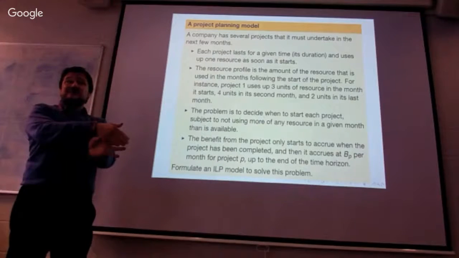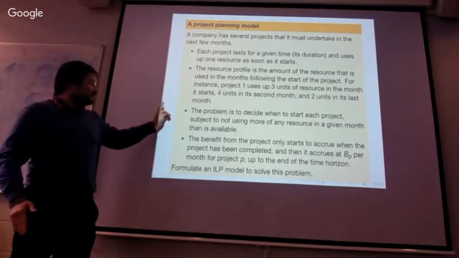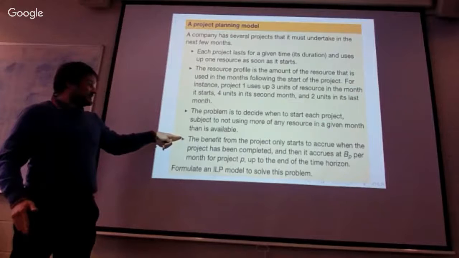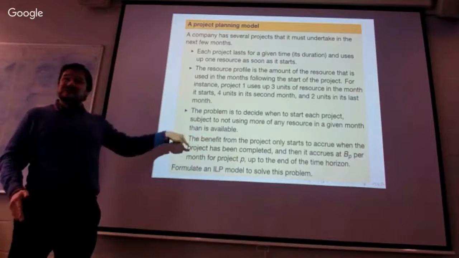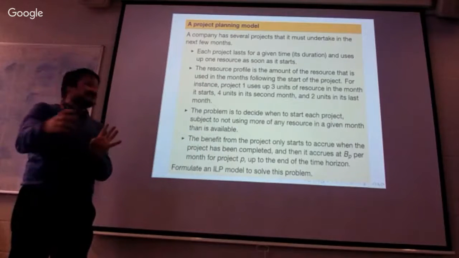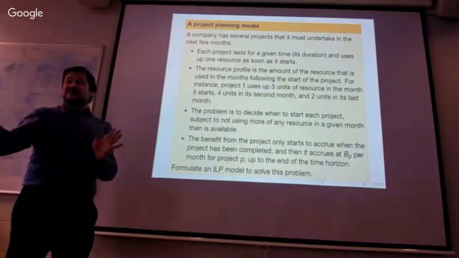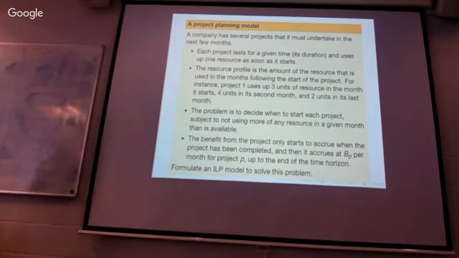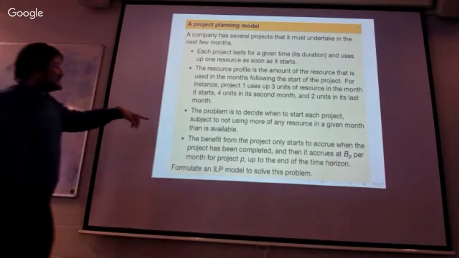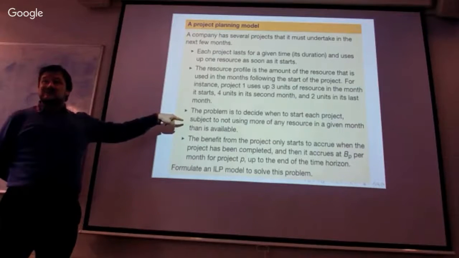And from the time when it's completed, you start earning some benefits. Project B gives you BP every month after it's finished. And we're looking at a period of 12 months or something like that. Well, I don't know how many, but that's the idea. Now, the question is, when should you start each of the projects that you have? You have a finite list of projects, and what month do you start every project in, so you maximize the total benefit that you get in the end? That's the question. What you must not exceed is the availability of the resource in any single month. Okay, does that make sense?